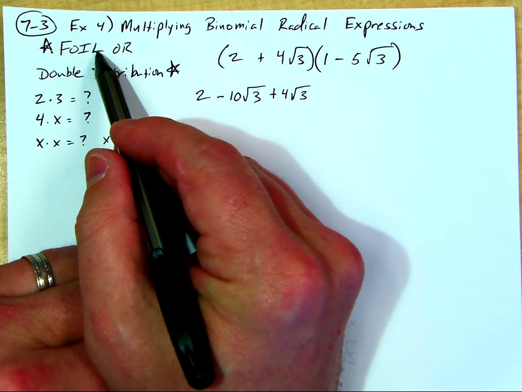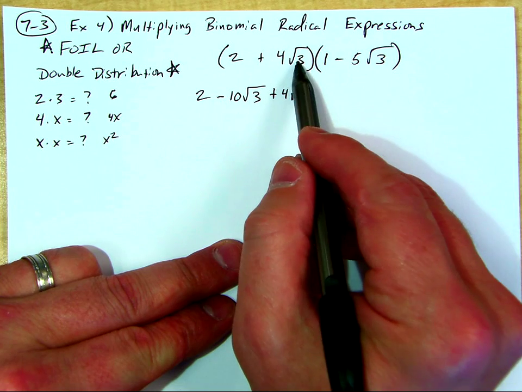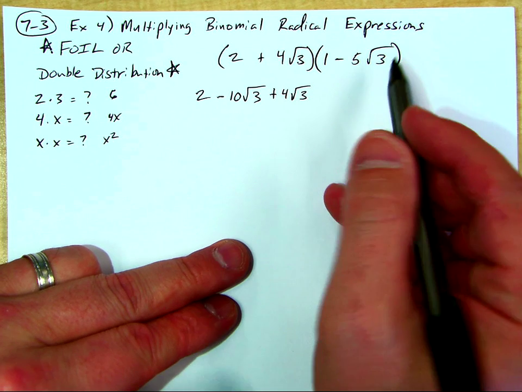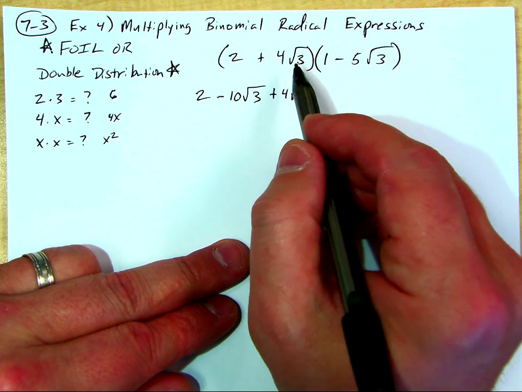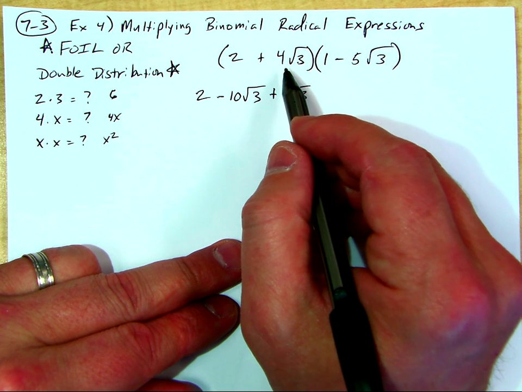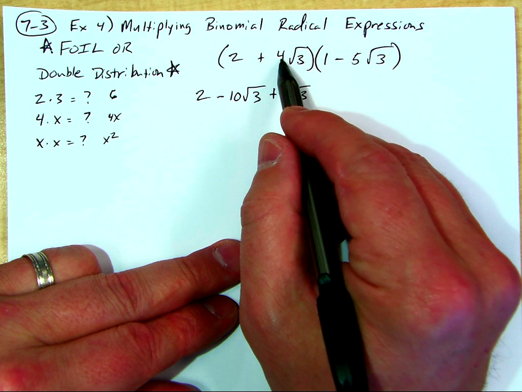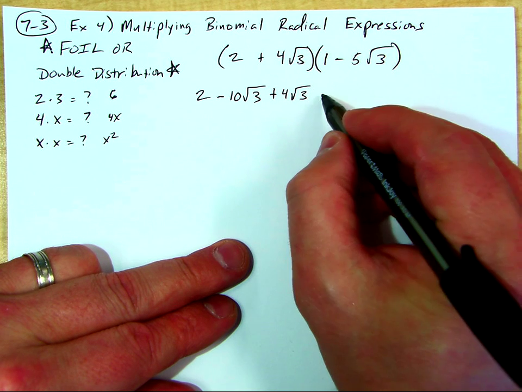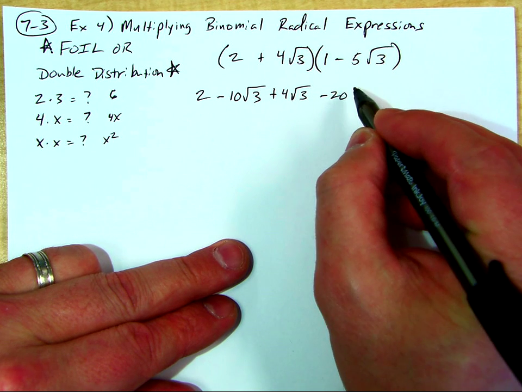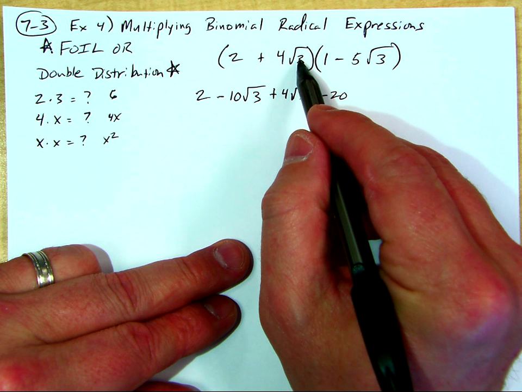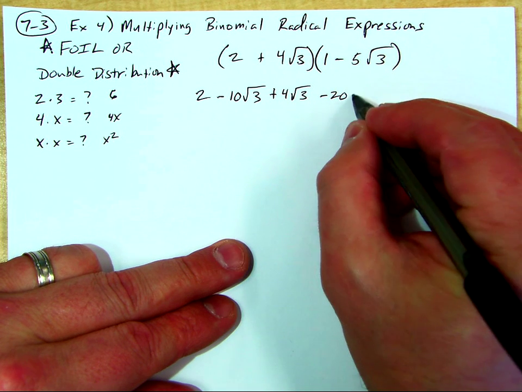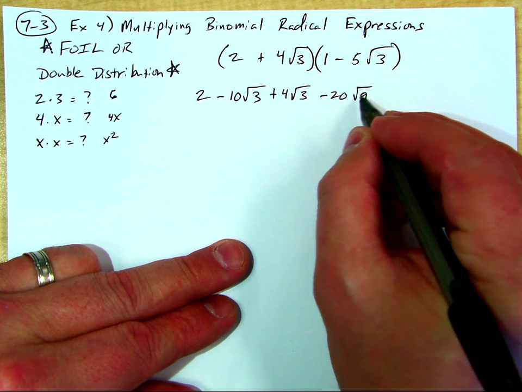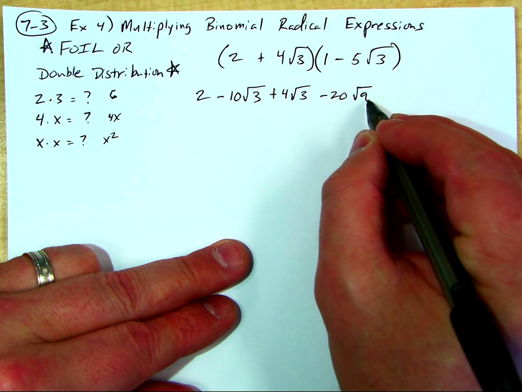And L stands for last, the last terms in each binomial. And this is where it can get kind of funky. We're going to do numbers to numbers and radicals to radicals. 4 times negative 5 is negative 20. But then radical to radical, the rule is you multiply the radicands. 3 times 3 is square root of 9. We'll simplify that in just a minute.